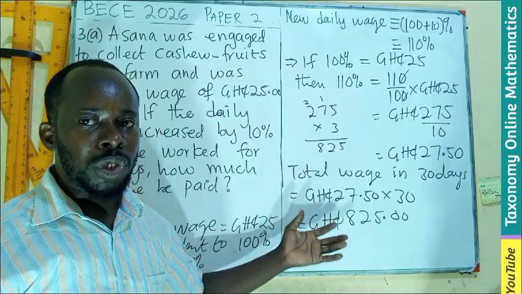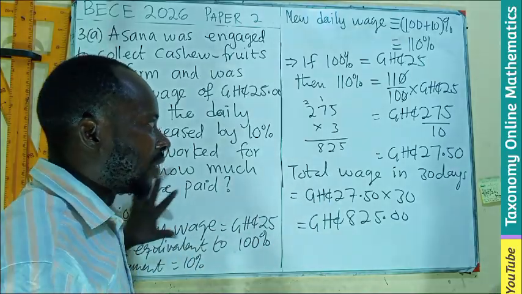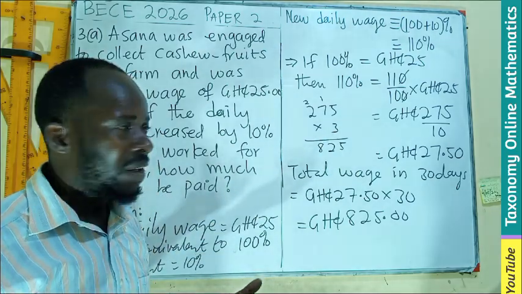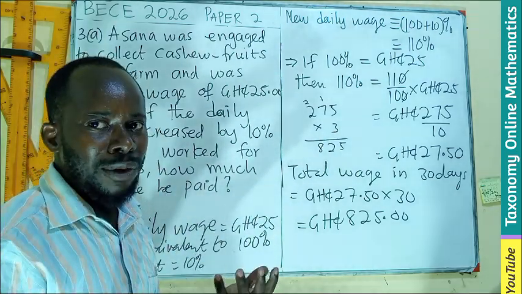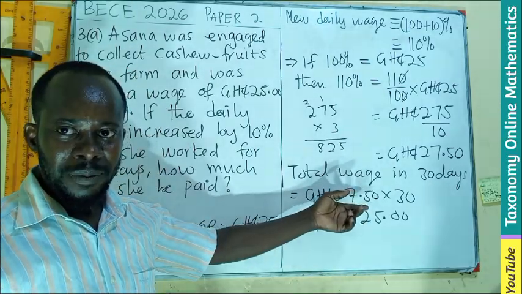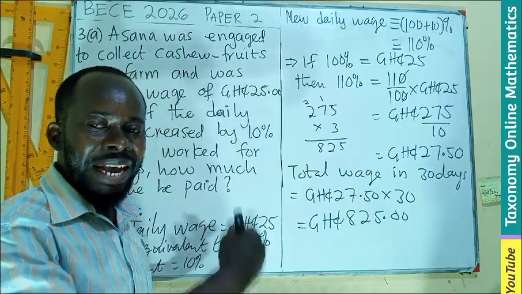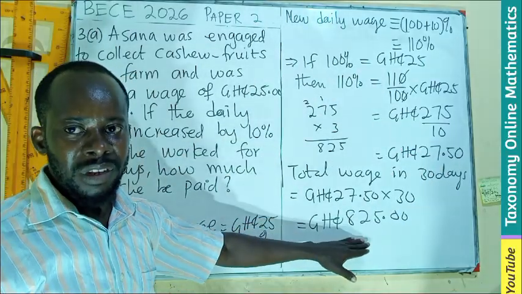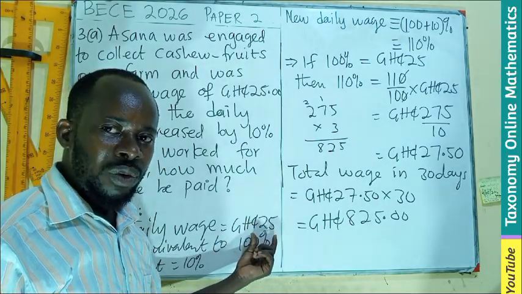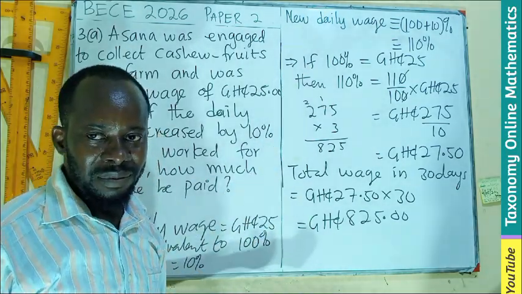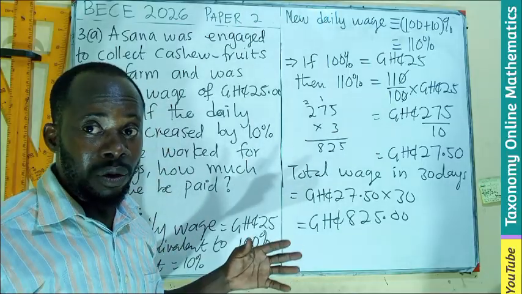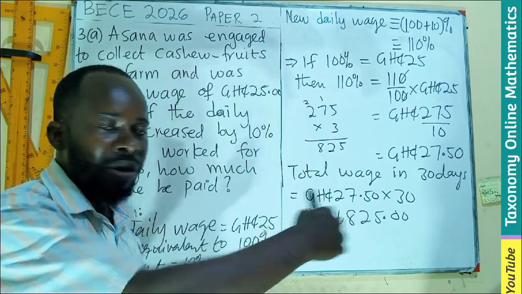Remember, this is not the only approach we can follow. I'm trying to hold it as a daily increment. We can also do it holistically. First, find the total amount we pay in the old wage. That is 25 times 30. Then you find the 110% of that amount. We'll still come back to this place. Or find 10% of this, add it to this to get the 27.5, then use that to multiply by 30. Any approach you follow. Because the video is getting long, that's why I don't want to go for the alternative method.